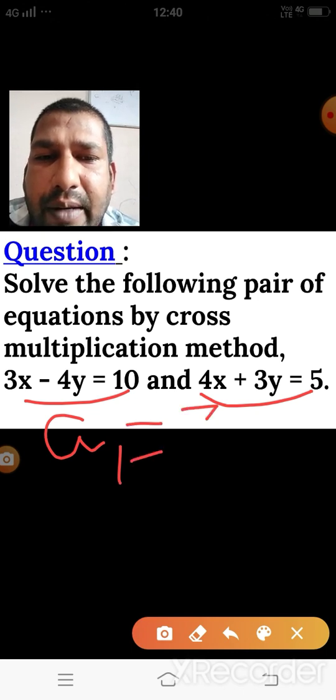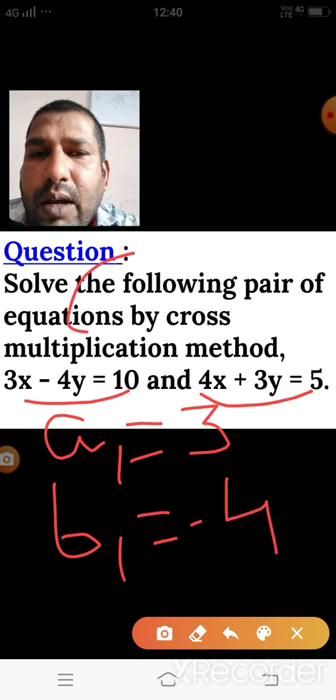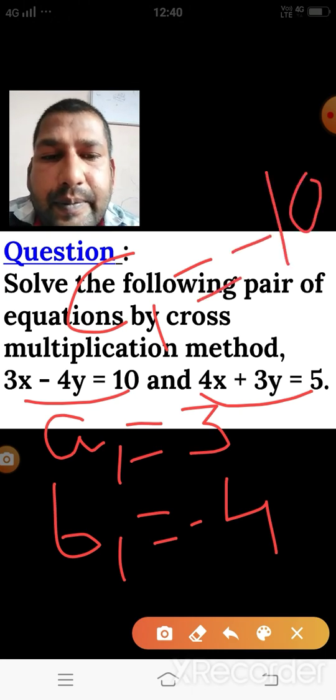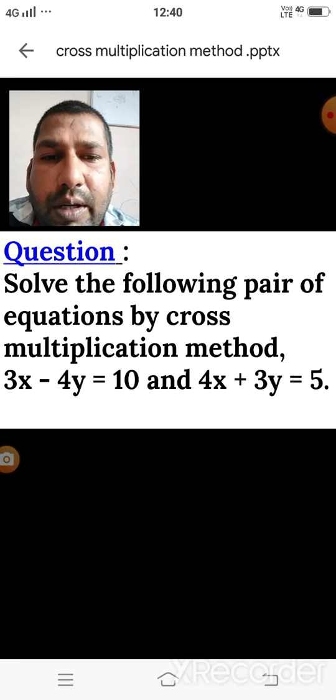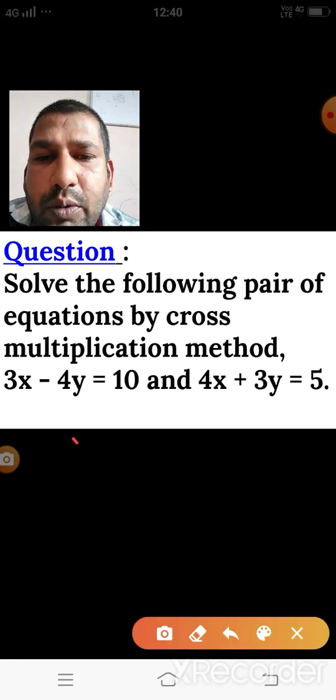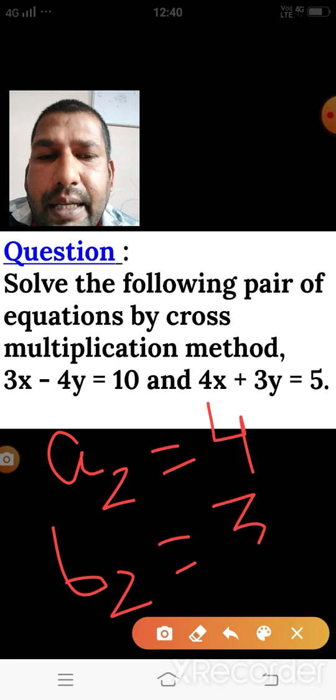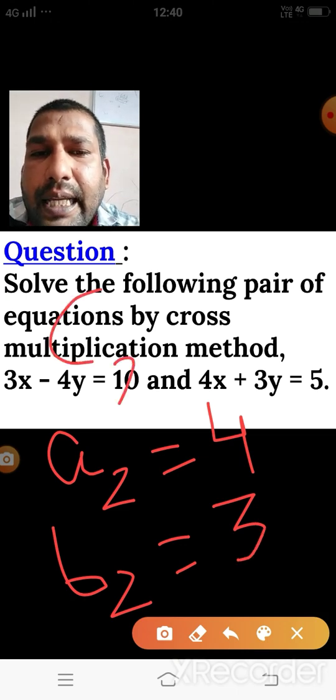a1 is 3, b1 we are observing here is minus 4, c1 we are observing here, if you are taking 10 on the other side, then we are getting minus 10. Same for a2, b2, c2. Then a2 we are getting as 4, b2 we are getting 3, and c2 we are getting, if you are taking 5 on the other side, then minus 5.